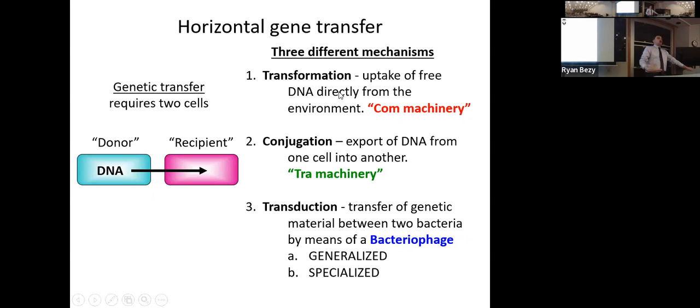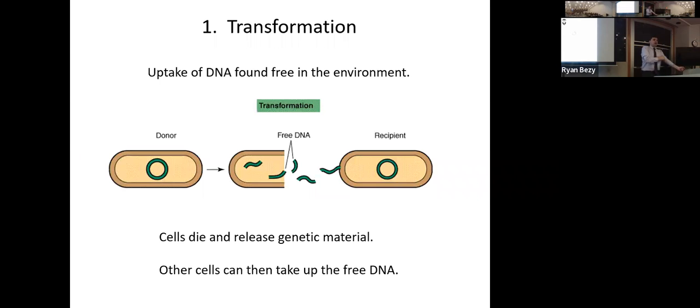This is uptake of DNA free floating out in the environment into a recipient cell. So transformation, again, is just uptake of DNA that's free floating in the environment. But how do you get DNA that's free floating in the environment? Well, you might have a donor cell. So this is my donor cell. It's got its chromosome, its DNA is this green circle. Remember, bacteria have circular chromosomes. What ends up happening though is it dies.